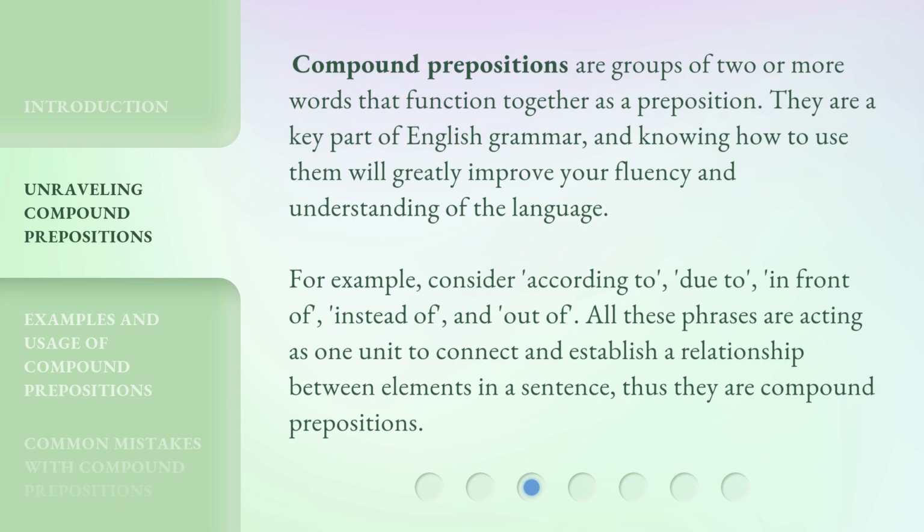Compound prepositions are groups of two or more words that function together as a preposition. They are a key part of English grammar, and knowing how to use them will greatly improve your fluency and understanding of the language. For example, consider according to, due to, in front of, instead of, and out of. All these phrases are acting as one unit to connect and establish a relationship between elements in a sentence. Thus they are compound prepositions.